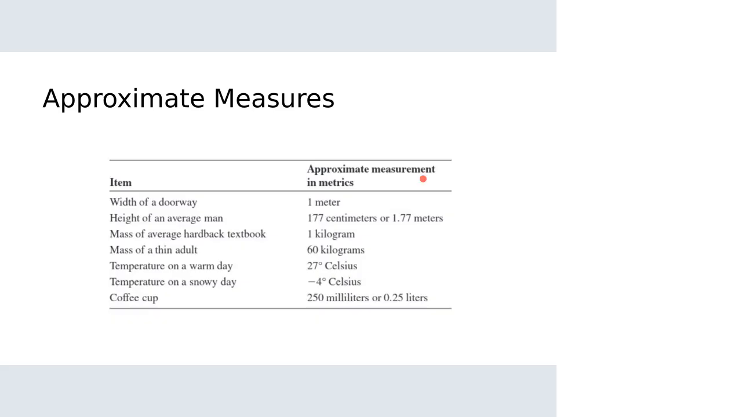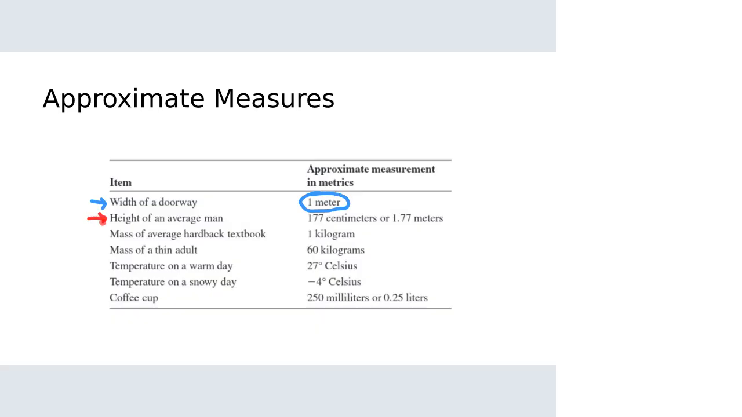If the metric system is new to you, if you're not that comfortable with meters, grams, and liters, here are some approximate measures just to give you a frame of reference. The width of a standard doorway is about 1 meter wide. And we talked about a meter being a little bit bigger than a yard, and so that helps too. But the width of a doorway is about 1 meter.